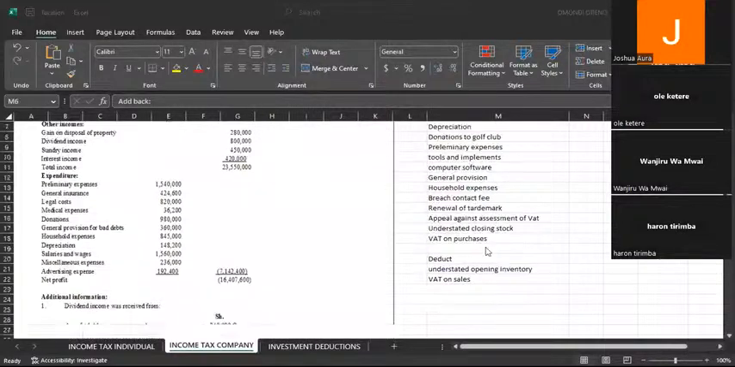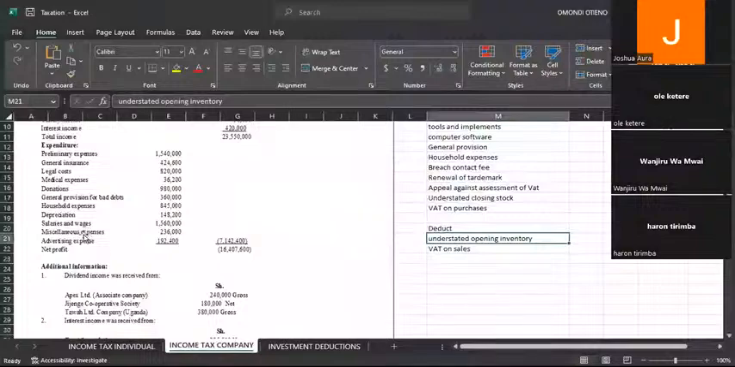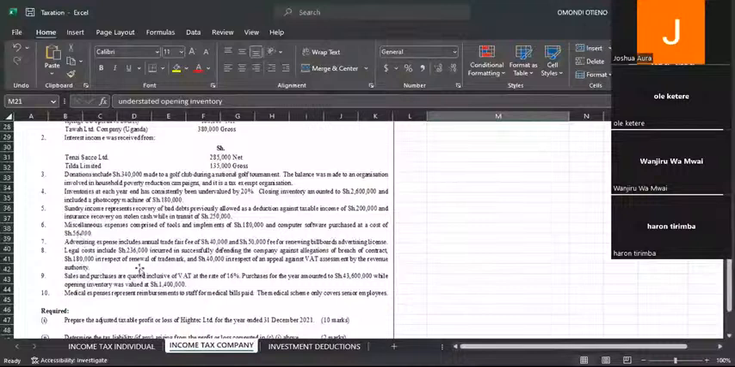So let's look at what we have here. Understating of opening stock. Do we have anything about opening stock? So you're being told that opening stock is 1,400,000.